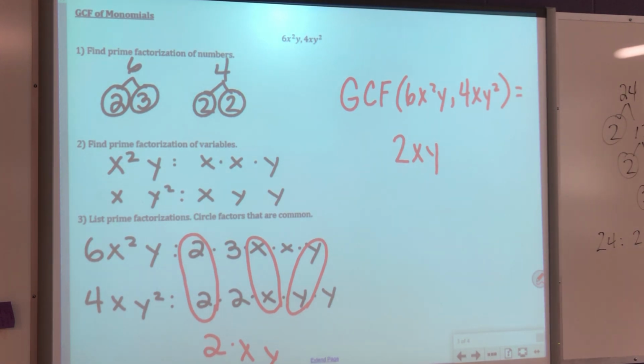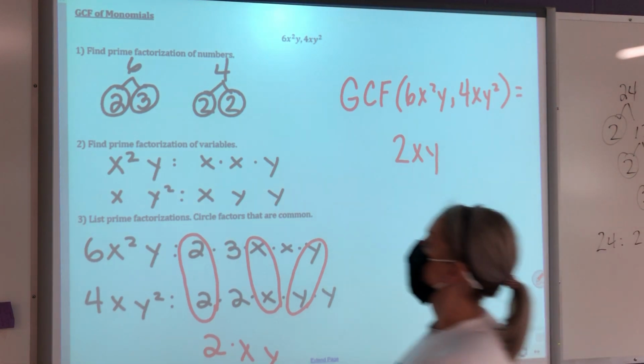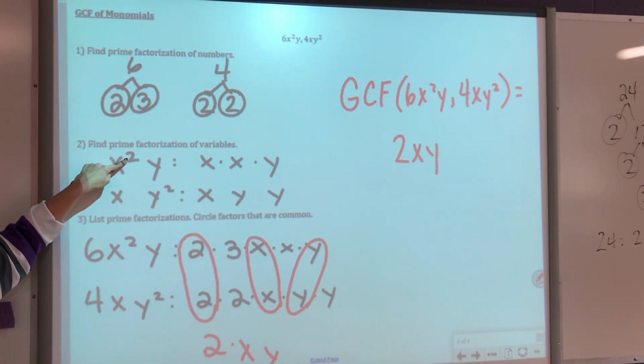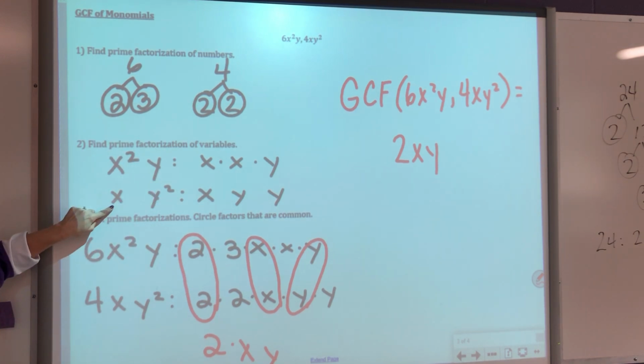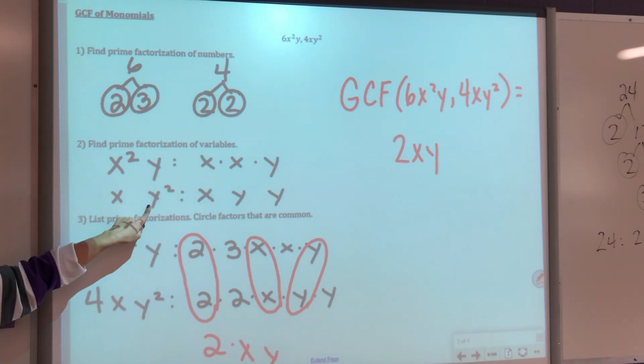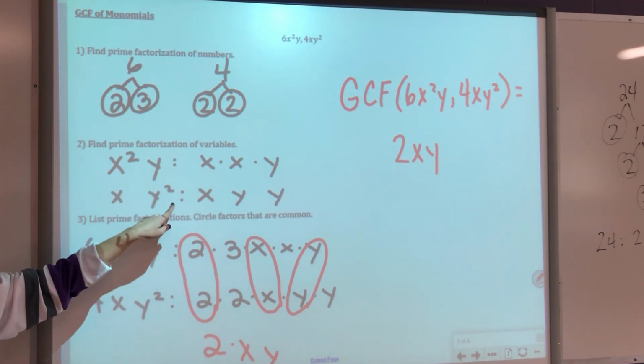So again, we're going to list the prime factorizations of our numbers. We're going to list the prime factorizations of our variables. And then we're going to circle anything we have in common. Yes, Zach. So how come for xy squared, you have 2y instead of 2x? Okay, so in this situation, x is being squared, so that tells me it's x times x. And then we have our y. In this situation, x is not being anything, so it's just to the first power. And then y is being squared, so that's why we have 2 y's.